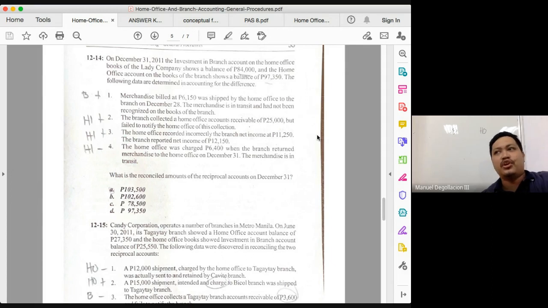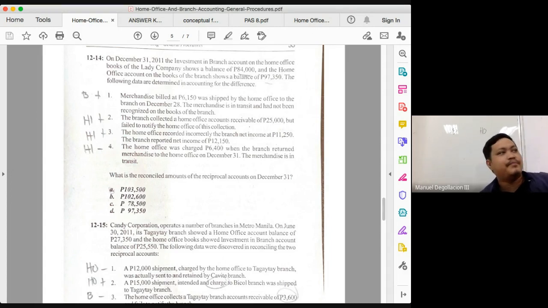But as we mentioned, the branch has not yet recorded this transaction. What entry should have been prepared by the branch, class? Again, this being an investment transaction, this will result in a credit to the home office. But instead of debiting inventory, since we are using the periodic inventory system, we will use a temporary account, which is your shipments from home office. So the entry in the books of the branch should have been debit shipments from home office and credit home office. But that entry was not prepared.